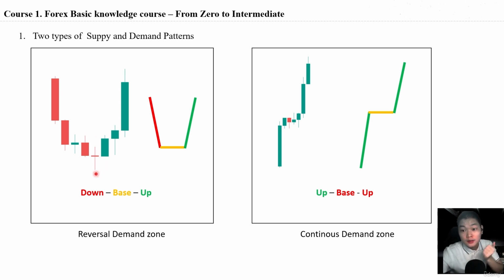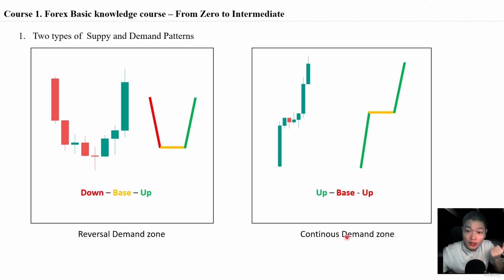At this time, the buyers also join the market and create the base zone, because the buyers and the sellers are equal, and the market cannot decide which direction is better at this time. After a while, the buyers are stronger than the sellers, and they push price up like this and create the reversal. At the end of the reversal, you can draw the demand zone, which shows a signal that the buyers joined the market. That is the reversal demand zone.